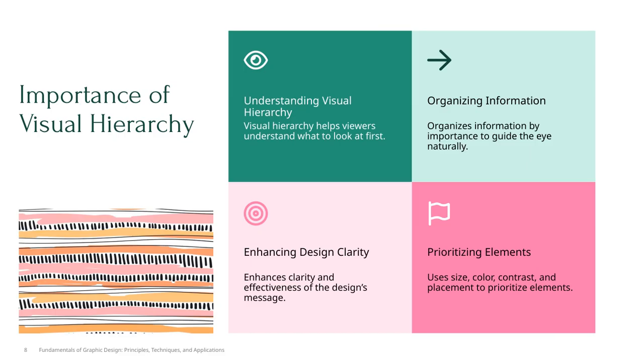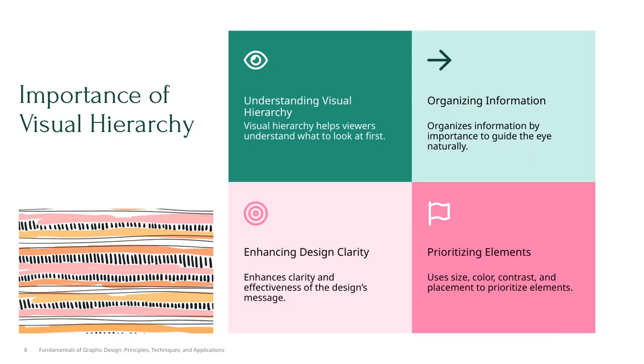Now, why is visual hierarchy so important? Well, it's all about prioritizing elements. By using techniques like size, color, contrast, and placement, we can emphasize the most important parts of our design. For example, a bold, large headline will naturally draw more attention than smaller text or less contrasting elements.